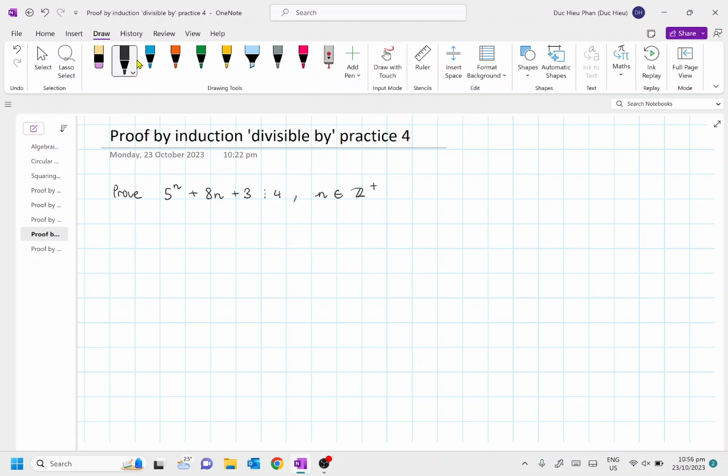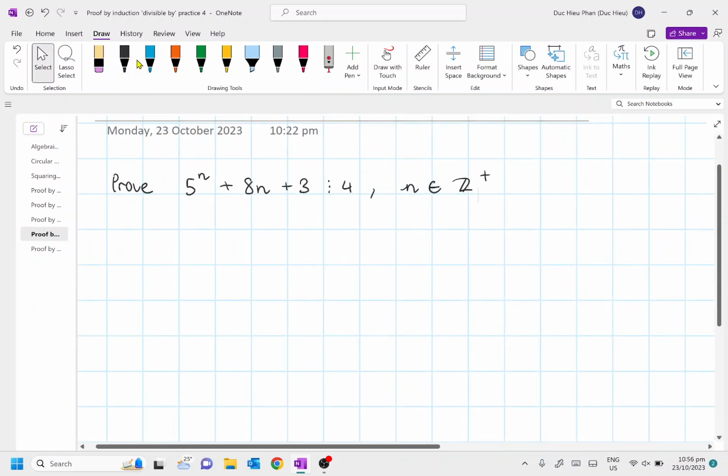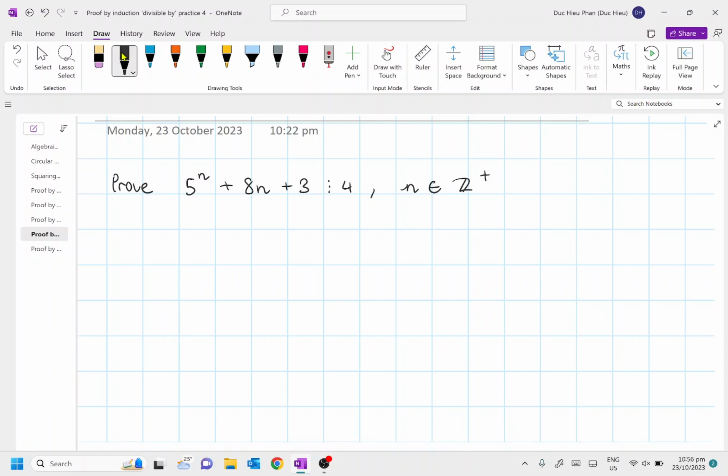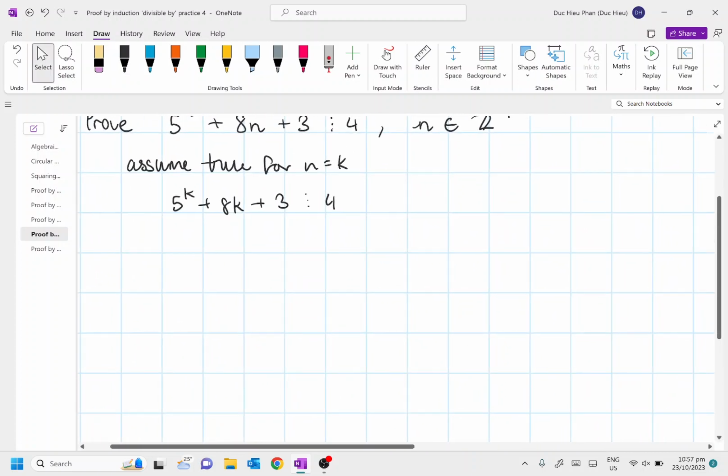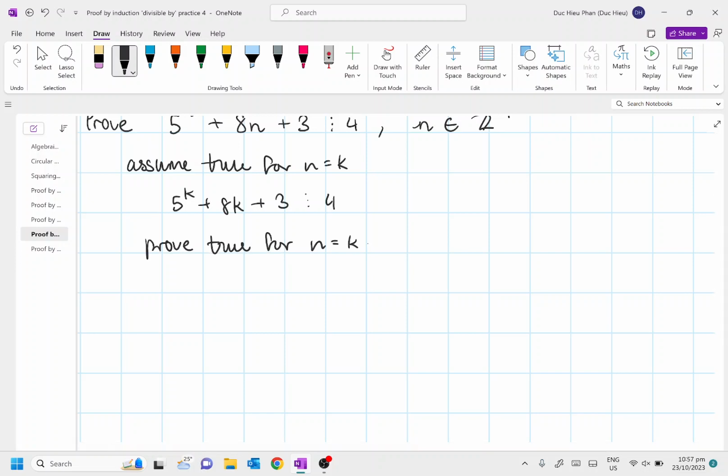So we're moving on to this. The tricky thing here, and it's going to repeat the same idea anyways, but here I'm going to skip the let n equals 1 because, trust me, I've done it before. This is true for n equals 1. But let's start with assume true for n equals k. This is divisible by 4. Now I prove true for n equals k plus 1.